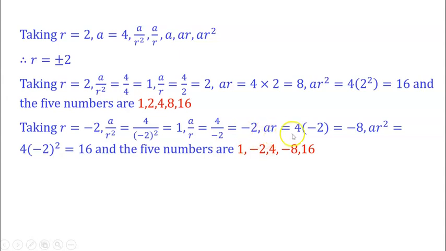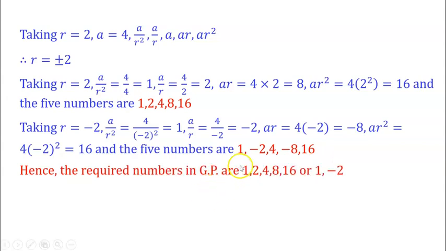Next, ar, that is 4 into minus 2, then you will get here minus 8. Next, ar square, that is 4 into minus 2 bracket square is equals to 16. Therefore, the five numbers are 1, minus 2, 4, minus 8 and 16. Okay. And hence, the required numbers in GP are 1, 2, 4, 8, 16 or 1, minus 2, 4, minus 8, 16.